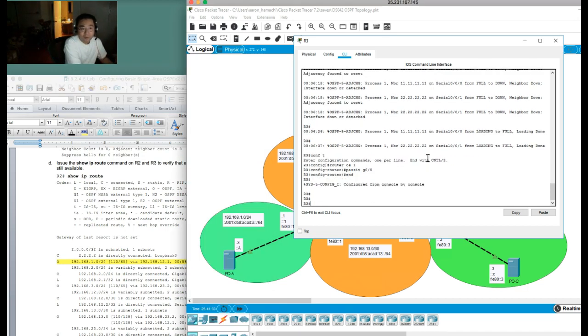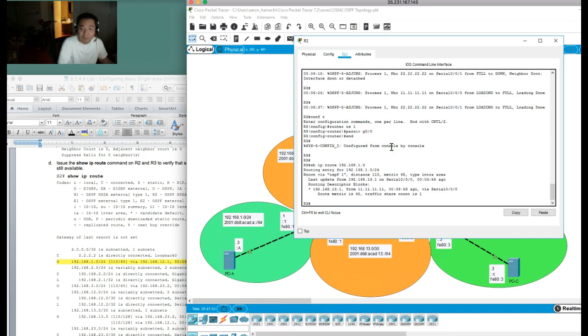So even though no hellos are being sent out of the passive interface, the route still shows up in the routing table. So if we do show IP route 192.168.1.0, which is this right here, we should be able to see that network still. And yes, we do.